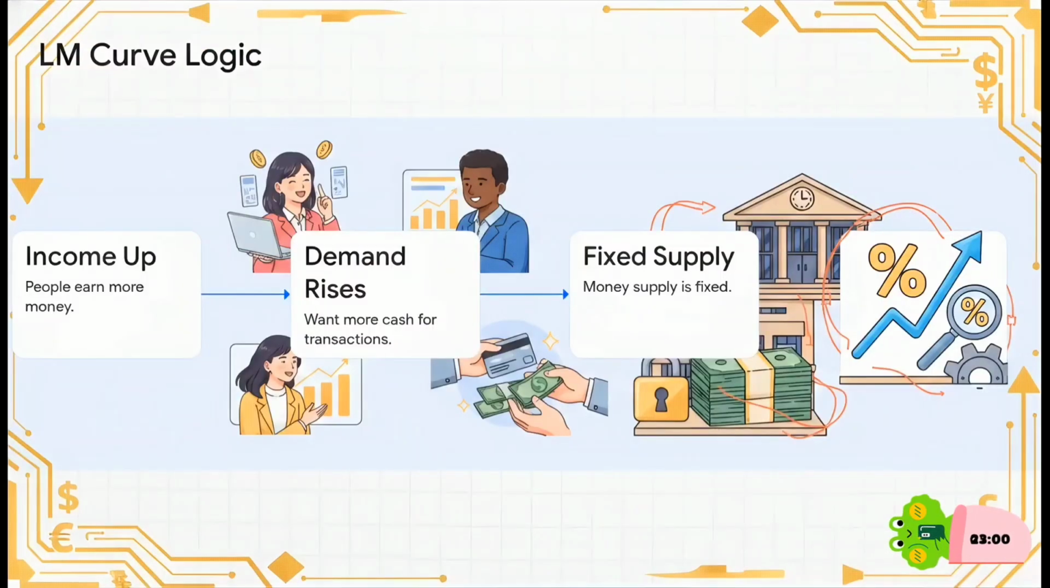So why does the LM curve slope upward? Let's follow the logic here. Suppose overall income increases in the economy. People are earning more, right? Because they're earning and spending more, they naturally want to hold more actual cash for daily transactions. Their money demand goes up. But here's the catch. The total money supply is fixed by the central bank. You've got more demand chasing the exact same amount of money. So what happens? The price of holding money goes up, meaning the interest rate rises. Higher income inevitably leads to higher interest rates. It's a direct relationship, and that's exactly why you get an upward sloping LM curve.